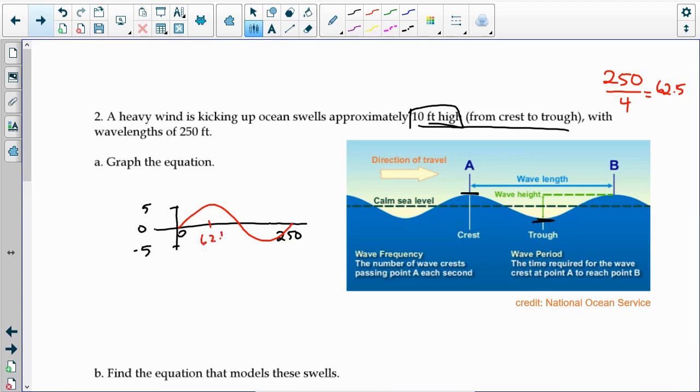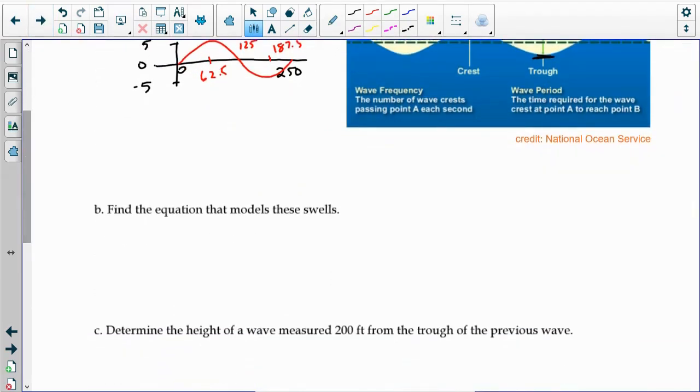So I have 62.5, 125, 187.5, and 250. So that's kind of a quick graph of the situation. An equation that models this, well, I just made a sine graph, so I might as well use sine. Y equals 5 sine of, now I've got to find b, so b is equal to 2 pi divided by the period, and the period's 250, so it looks like b is pi over 125. And then I had no shift, so I can just write x, and I had no vertical shift, so that's basically the end of the equation.